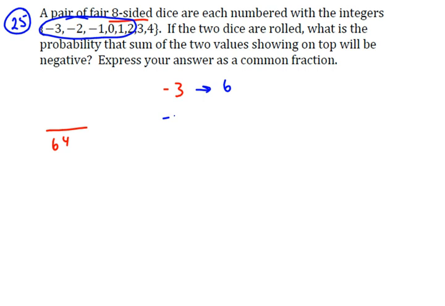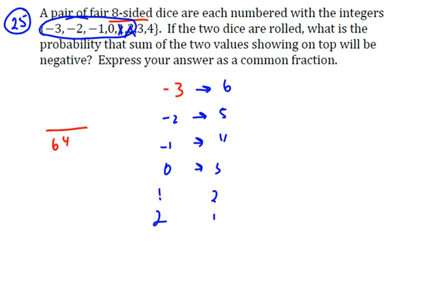Well, -2 has the same 6 possibilities except for the 2, and so there's 5, right? And -1, the same 5 possibilities except for the 1, and so there's 4. And it keeps going just like that to where there's 2 ways. If you roll a 1 on the first die, -3, -2, and then there's 1 way to get your answer negative when you roll a 2 on the first die. And so that covers all the possibilities of sums that are negative.